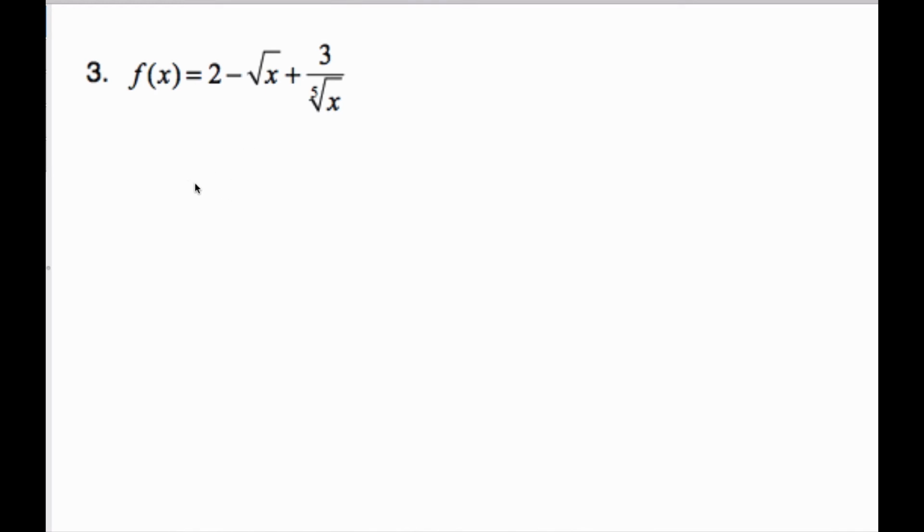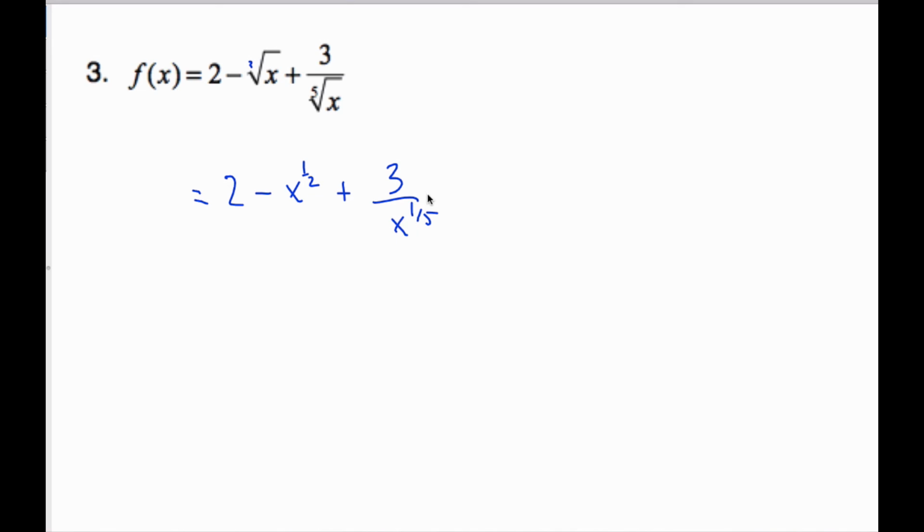This one here is a little more complicated because I know I have radicals now, so it's 2 minus, well, this square root symbol, I know there's a hiding 2 down here. And so that means x to the 1/2 plus 3. Well, if I change this fifth root to an exponent, I get x to the 1/5.